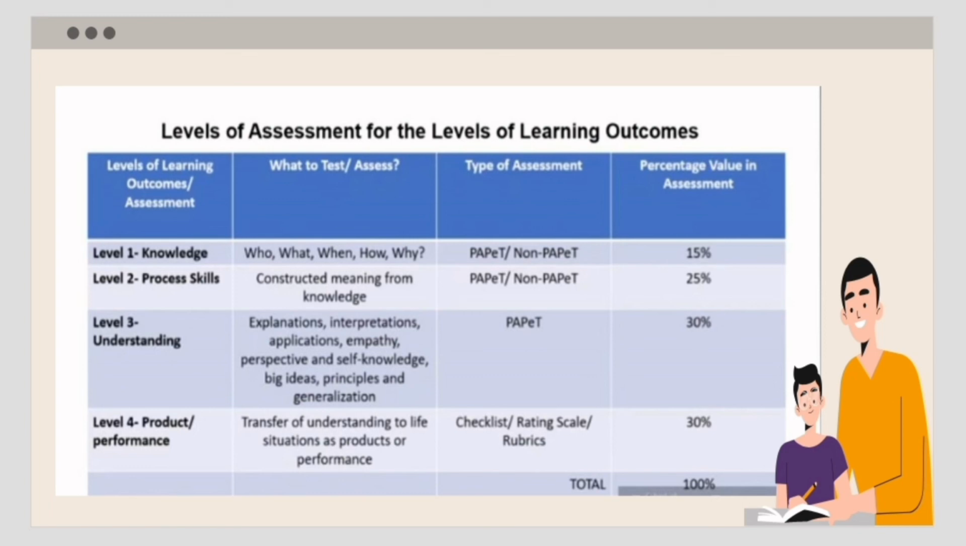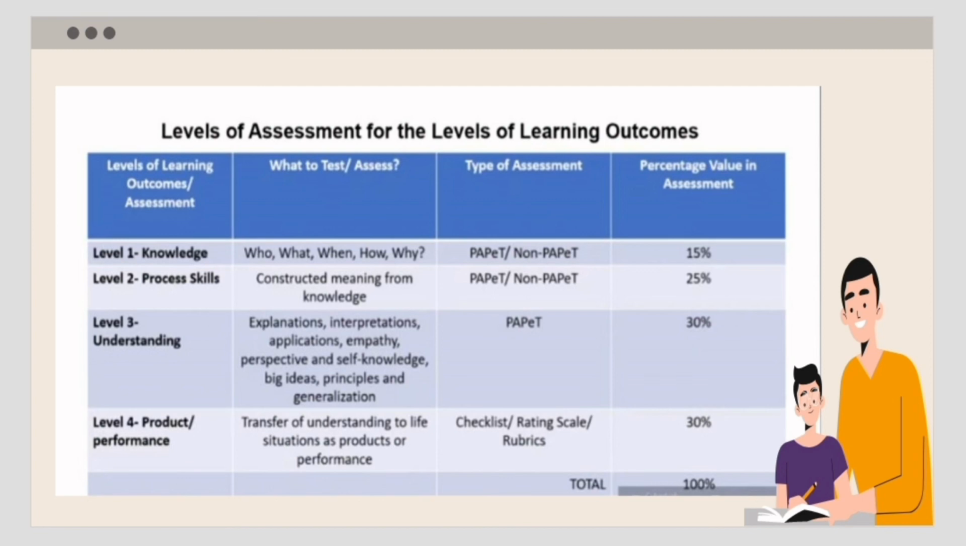So in this table, we can see the different levels of learning outcomes or assessment. In the second column, we can see what to test or what to assess. In the third, we can also see the type of assessment for each level of the learning outcomes. And the fourth column is the percentage value in assessment. So let us take a look for a while and try to understand.